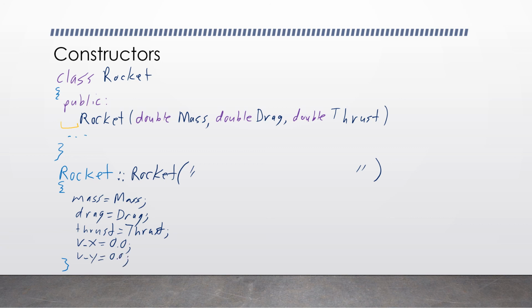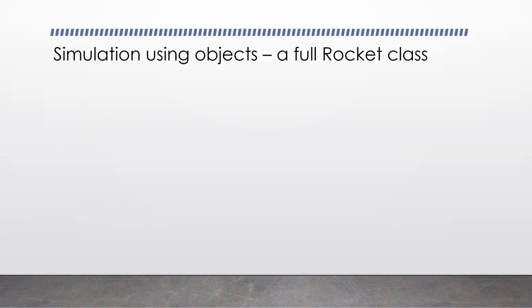Okay, this special function with no return type and the same name as the class is called a constructor. Okay, you can have a constructor with no parameters that does the same thing every time, it just sets everything to 0, for example. You can have a constructor with these number of parameters. You can, in other words, overload the constructor, just like we overloaded functions earlier in our programming experience.